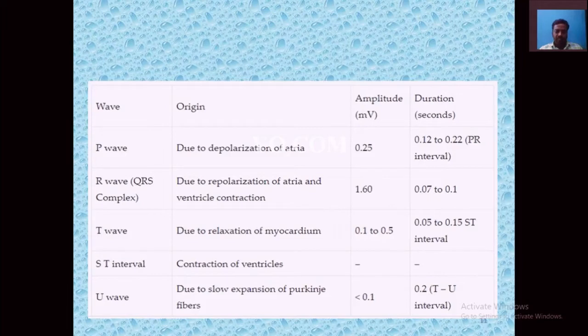Sorry, 0.07 to 0.1 seconds. Then the T wave, due to the relaxation of myocardium, that is the T wave. So this amplitude is very small, that is 0.1 to 0.5 millivolt. The interval is around 0.05 to 0.15 second, that is called the ST interval.